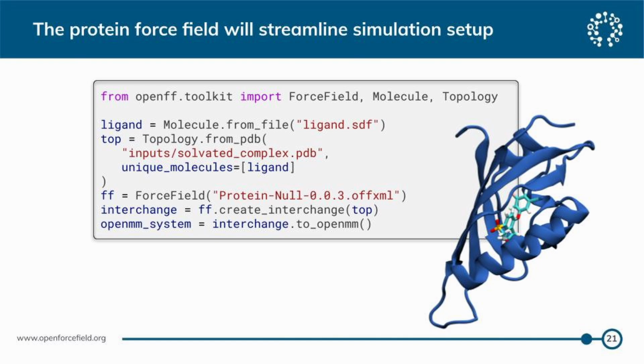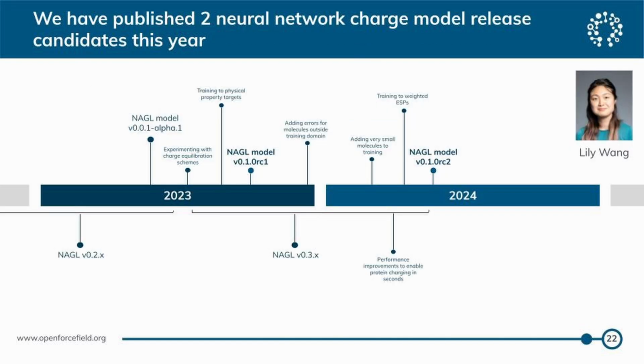So moving on to a slightly related project, we've been working on a neural network model for assigning partial charges. And this, again, is a multi-year project that we've made progress on this year. So this year, we've actually managed to publish 2 release candidates that we're pretty happy with.